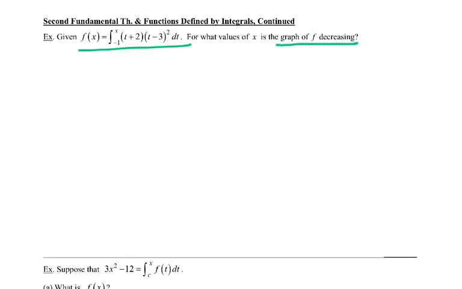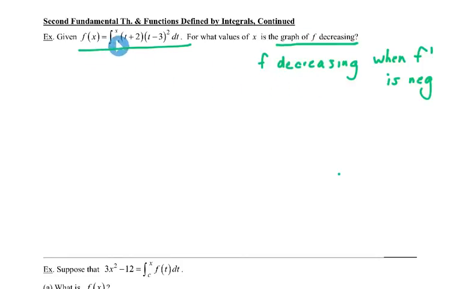Well, I don't have a lot of information here, but I do know that my calculus brain tells me that f is decreasing when the derivative, or f prime, is negative. That's all based on my fun chart. So if I can find the derivative of this and figure out where that's negative, I'm going to be able to figure out where f is decreasing pretty straightforwardly.